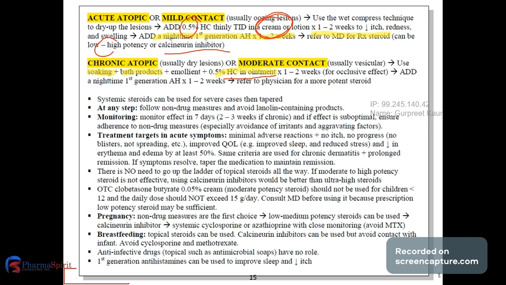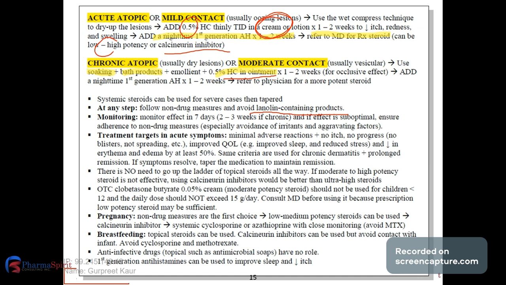So if it's acute atopic or contact, or chronic atopic, or mild or moderate contact dermatitis, at any phase, we have to use the non-drug measures, and it's also important to avoid lanolin-containing products. Monitoring: we have to monitor the effect in 7 days. If it's acute, we can monitor in 7 days. If it's chronic, it may take a little longer to improve, so we can give it 2 to 3 weeks. If the effect is suboptimal, we need to ensure adherence to the non-drug measures. This is very important, and that's why we spend time talking about them. The most important piece of the non-drug measures is to avoid irritants and aggravating factors.